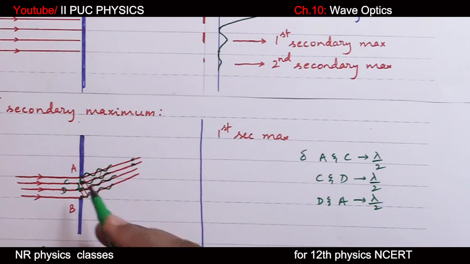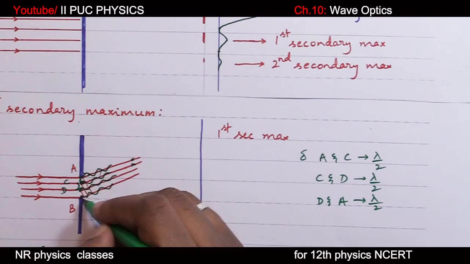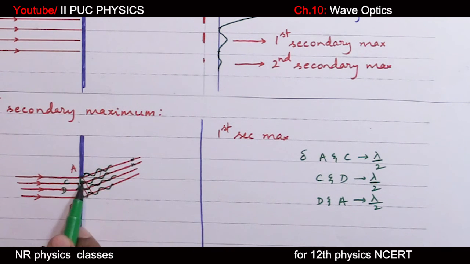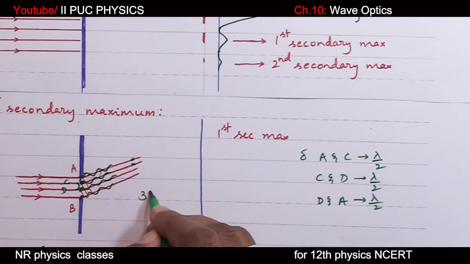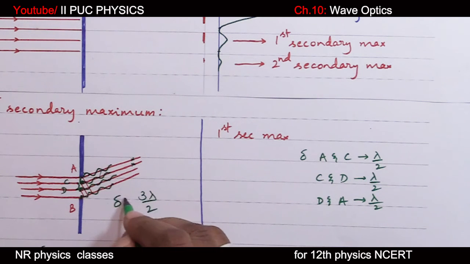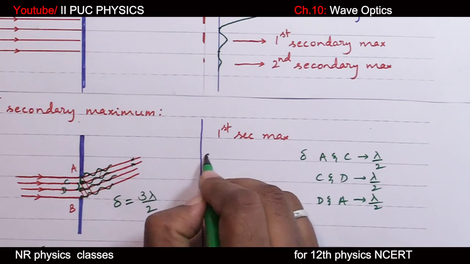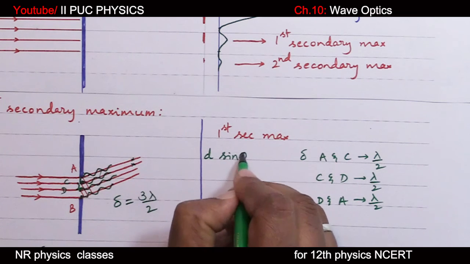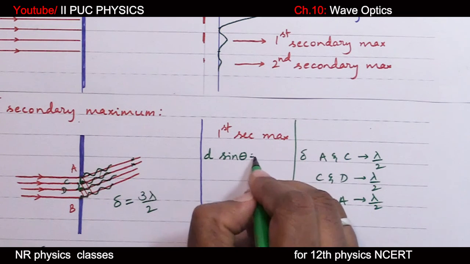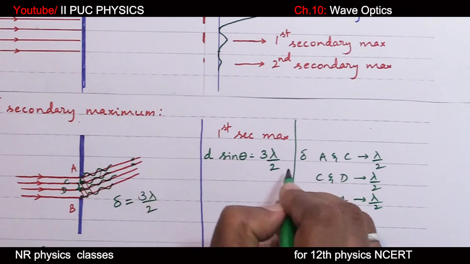Now, what is the path difference between these two extremes? The path difference between A and C is lambda by 2. Between these two, lambda by 2. Between these two, lambda by 2. Total is 3 times lambda by 2. So the path difference for the first secondary maximum is d sin theta equal to 3 lambda by 2.